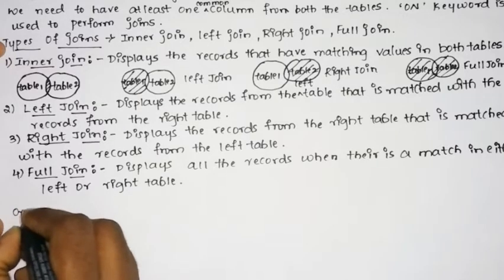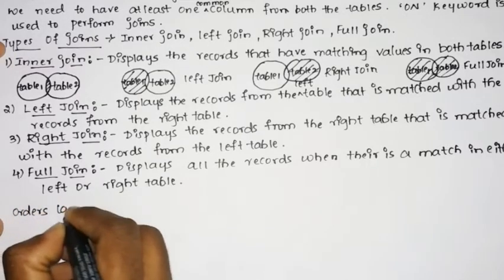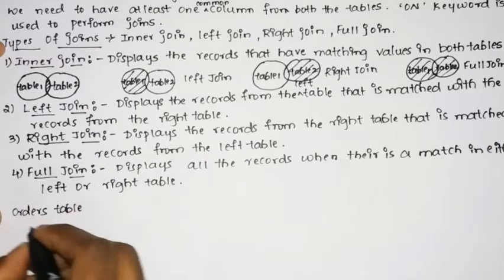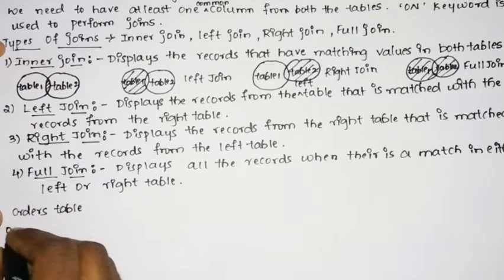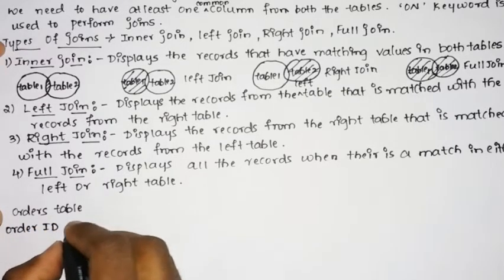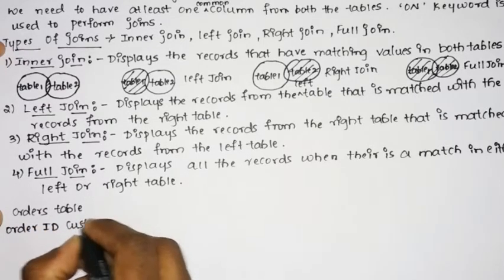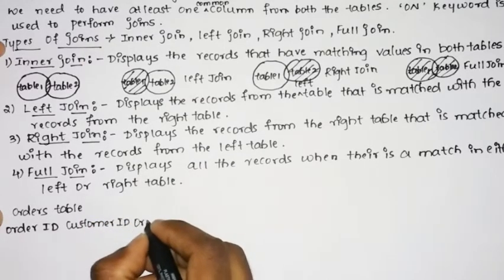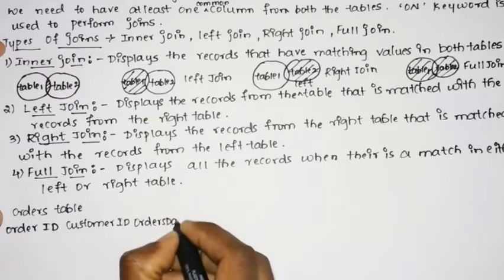One is the orders table and the second one is the customer table. We shall enter the orders table, which basically has order ID as well as the customer ID as well as the order date, that is the date of the order.